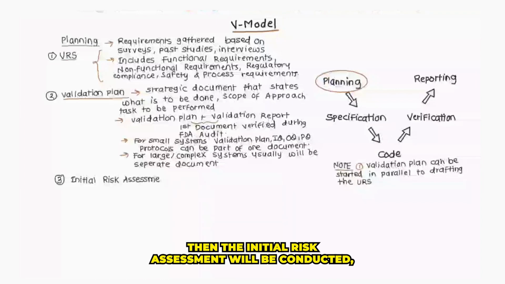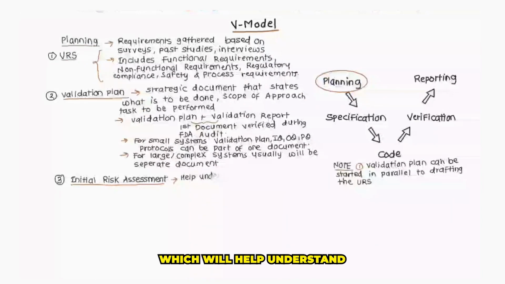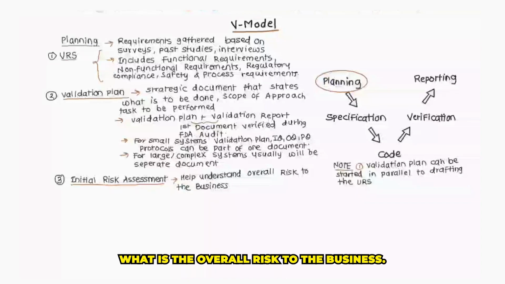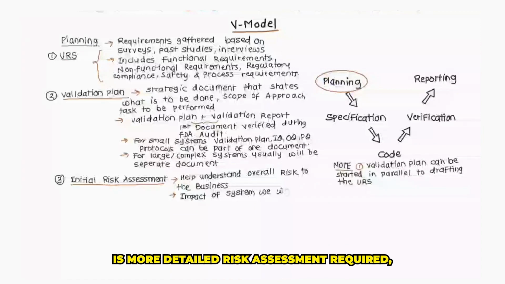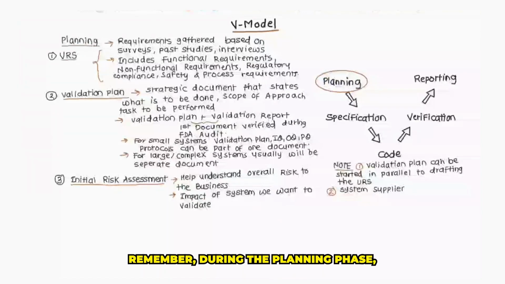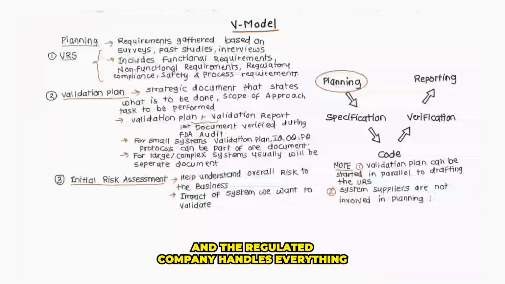Then the initial risk assessment will be conducted, which will help understand what is the overall risk to the business, and what is the overall impact of the system we want to validate. Is a more detailed risk assessment required? The answer to this will often be yes for Category 4 and 5 systems. Remember, during the planning phase, suppliers are not yet involved, and the regulated company handles everything.